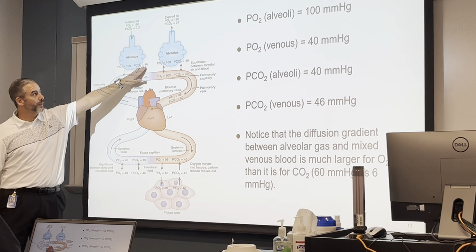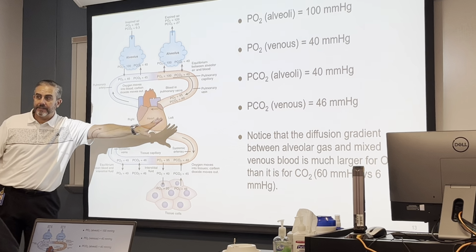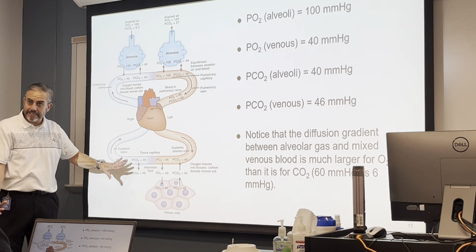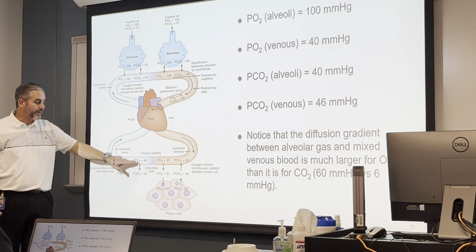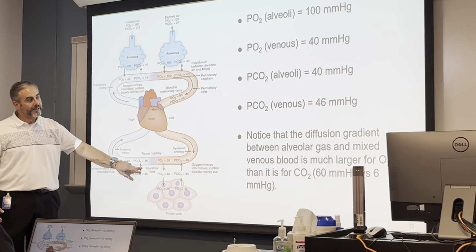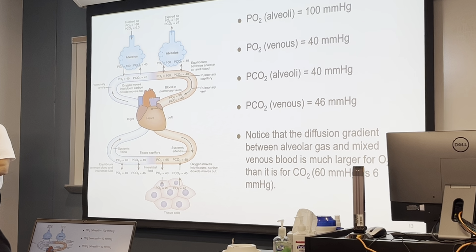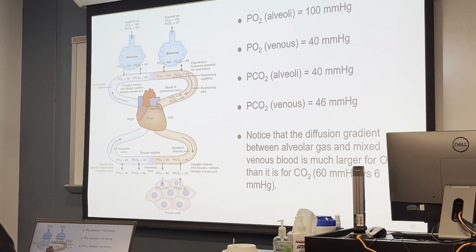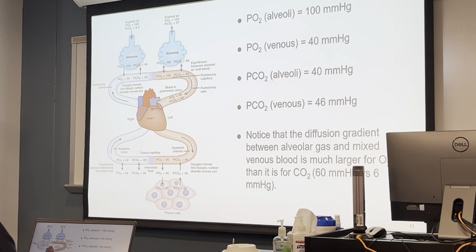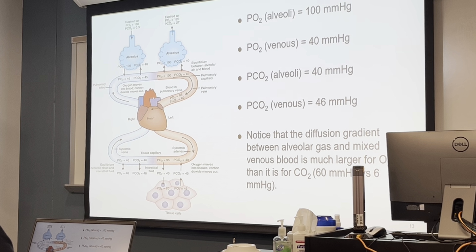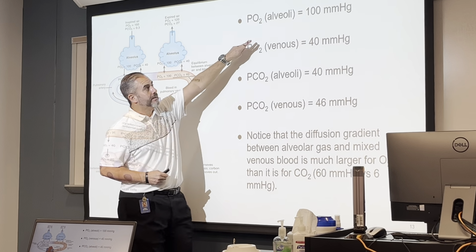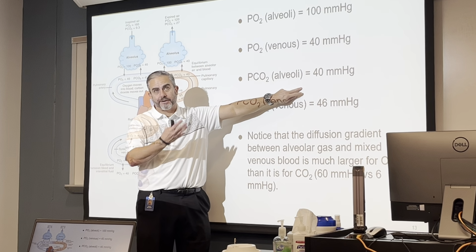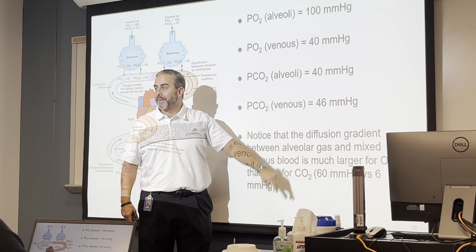CO2 in the alveolus is around 40, but by the time it's gone through the circulation and the body's added, because it's trying to eliminate the CO2 that the tissues produced, by the time it's over on that venous side, normal venous partial pressure of CO2 is around 46 millimeters of mercury. It should be worth noting that the difference between arterial and venous oxygen is about 60, where the difference between alveolar and venous CO2 is only about 6.